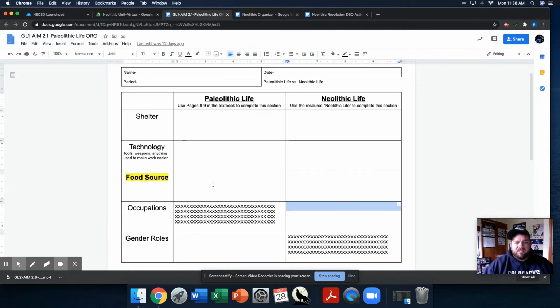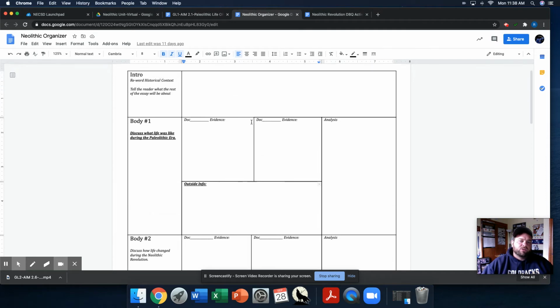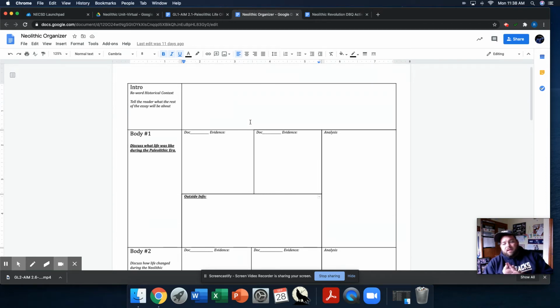We need to have all of these details found in our essay in some way. So through the use of document evidence, outside information, and analysis, we should be hearing about all of these aspects for each era, Paleolithic and Neolithic. So in general, the idea is to use the document packet that we have for document evidence, and we should be using that graphic organizer from AIM 2.1 to complete the graphic organizer in preparation for the essay.